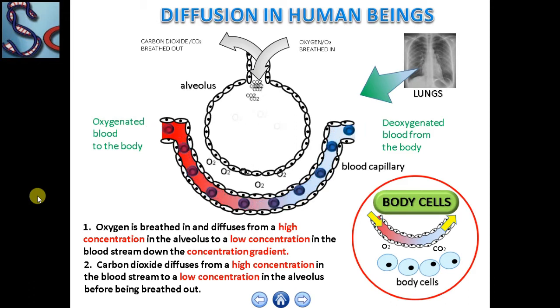Similarly, there is a high concentration of carbon dioxide in the blood returning from the body compared with the alveolus. Therefore, the carbon dioxide will diffuse from the blood into the alveolus to be breathed out.